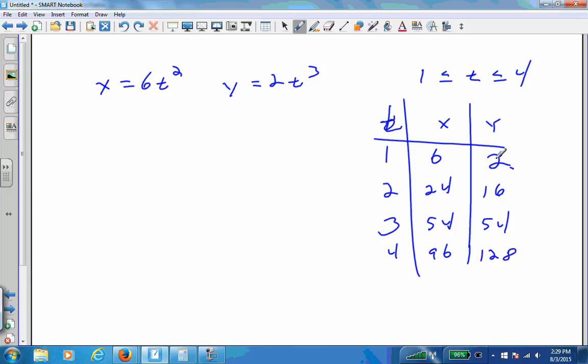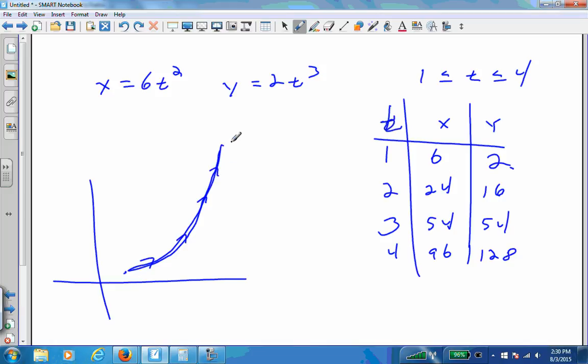So over time, the y value is starting to catch up with the x. So if we just roughly sketched it, to begin with, we're farther to the right than we are up, and over time, we're going to get to where we're higher than we are to the right. So something that's curving like that. We start here, we're moving in this direction until we get up to here. We're 96 to the right, 128 up. So we're basically looking for the length of that curve.